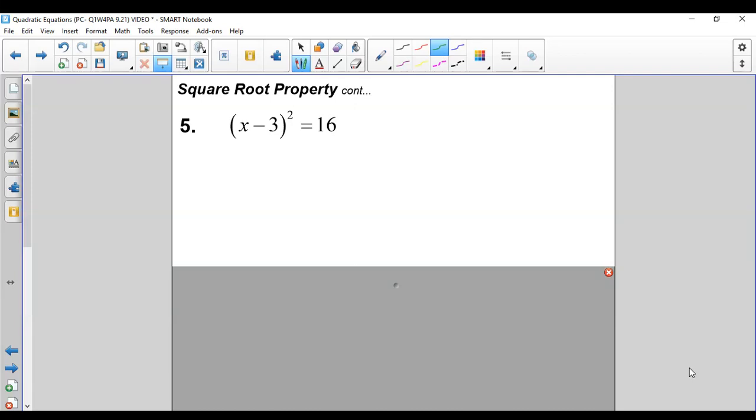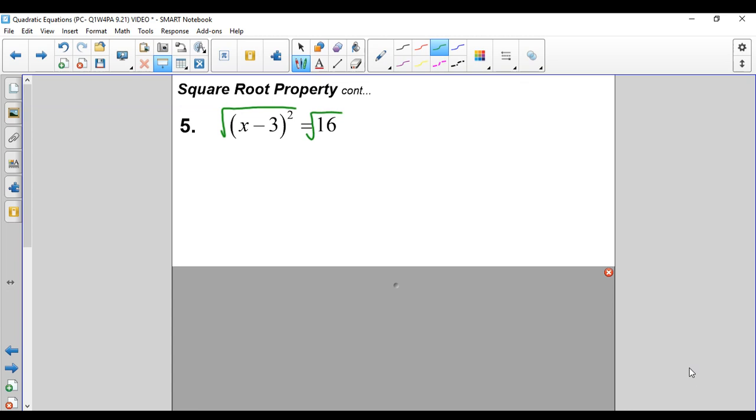Our second portion of the square root property is this. We have a quantity being squared. So we have an x minus 3 being squared. We have a set of parentheses that's squared. I said in the last video that you have to get whatever's being squared by itself. Well, x minus 3 is being squared and it's by itself.